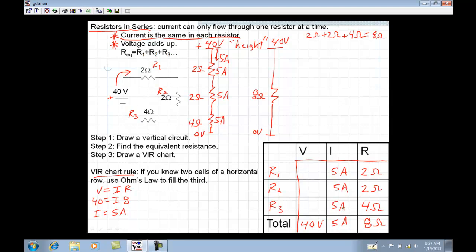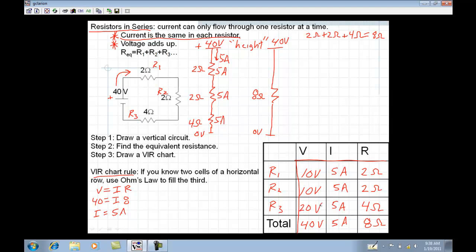Now can I figure out the voltages on each of those resistors? Yeah, because I've got 2 of the 3 cells. Okay, so here I can take 5 times 2, and I'm going to get what? Okay, I'm going to get 10 volts. Here I'm going to get 5 times 2 again and get 10 volts. What about here in the third row? Okay, we get 20 volts.